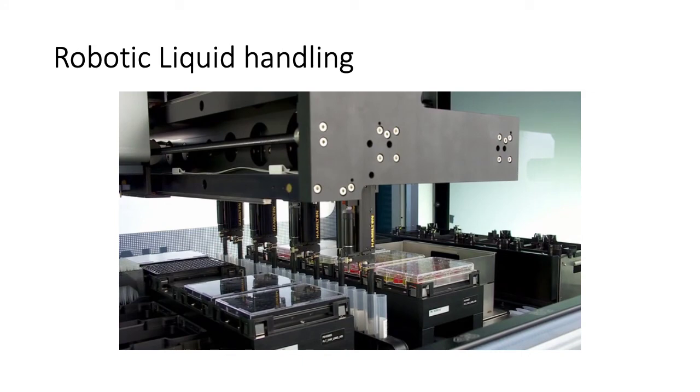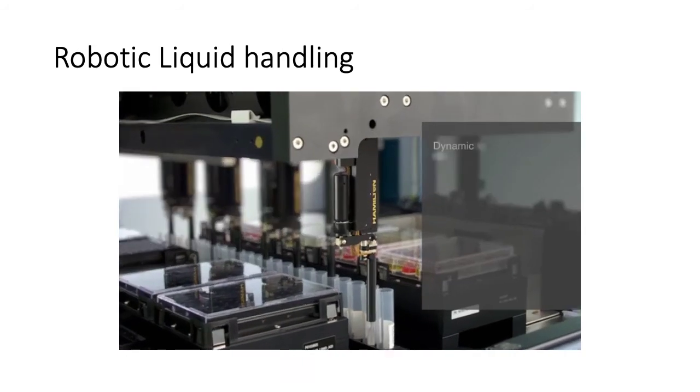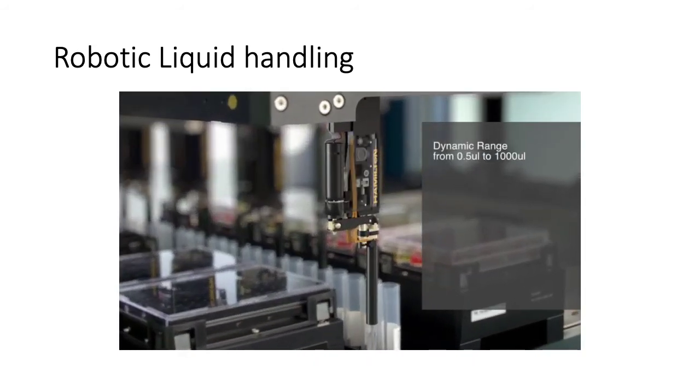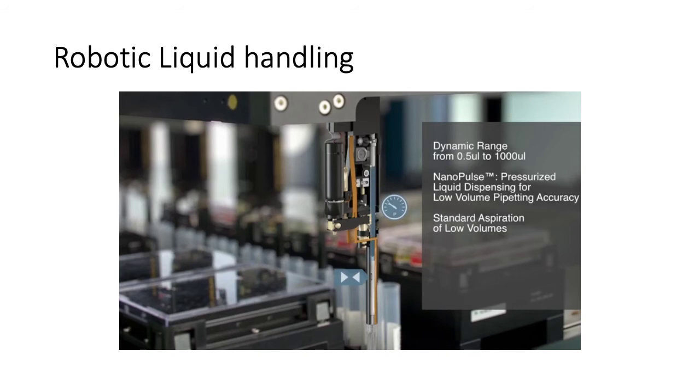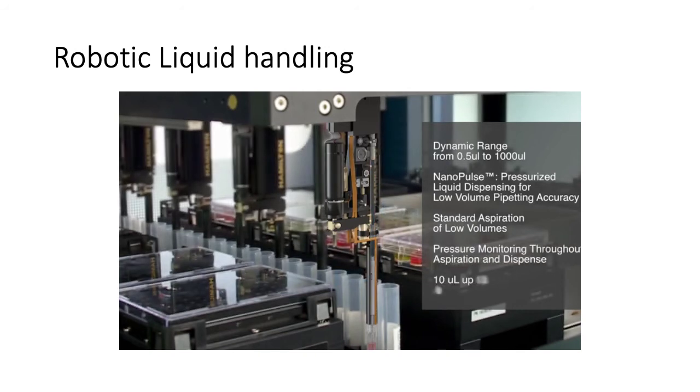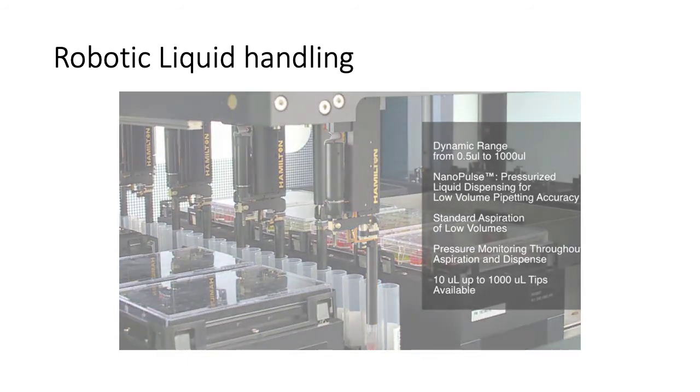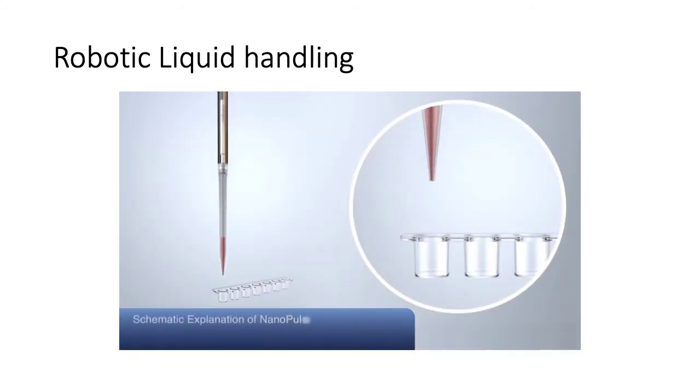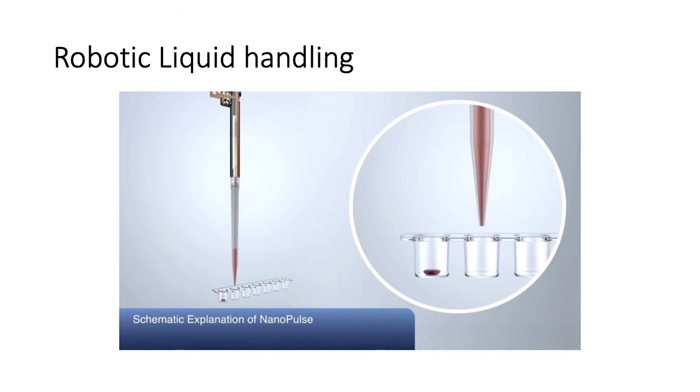The completely new Nano Pulse channel offers a dynamic range of less than half a microliter up to 1,000 microliters. During a low-volume dispense, a microvalve built into the channel opens for a fraction of a second and releases just enough pressure to the liquid column underneath, releasing the exact amount of liquid defined. The entire process is monitored by a pressure sensor in the liquid channel.